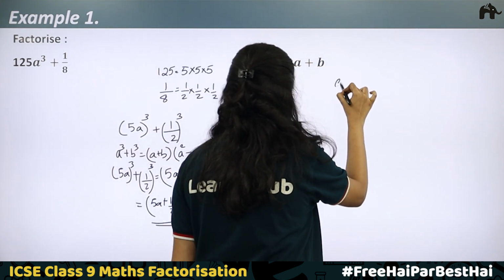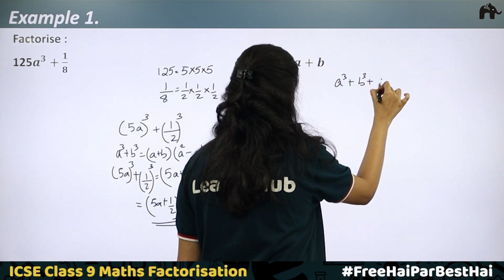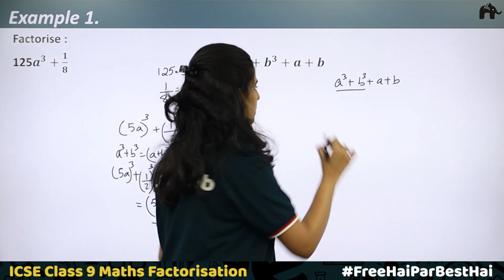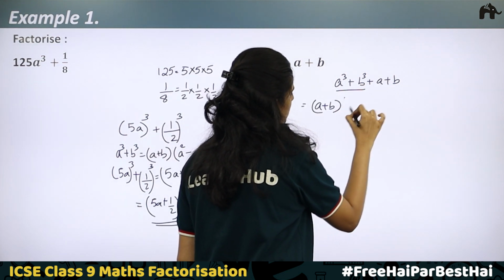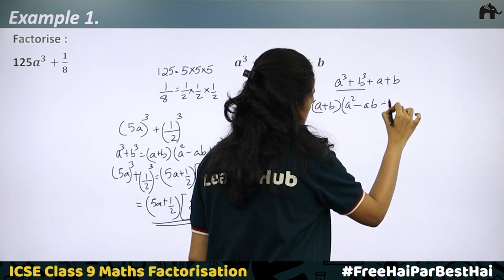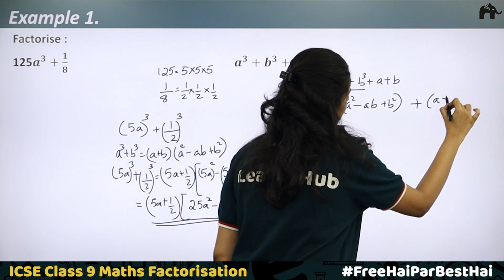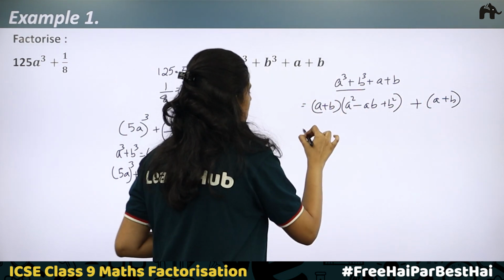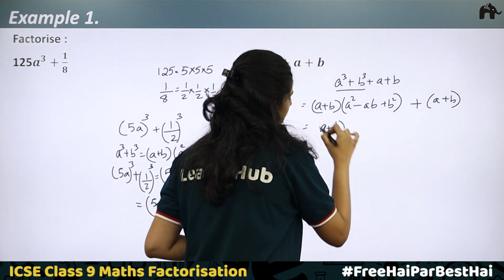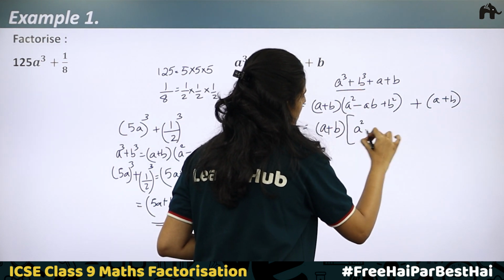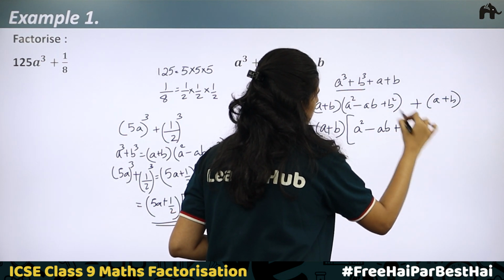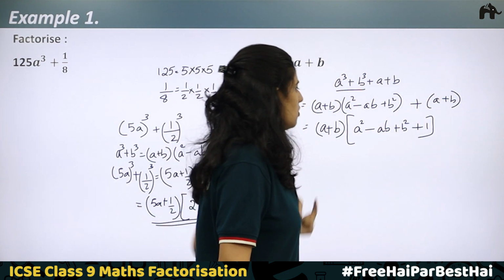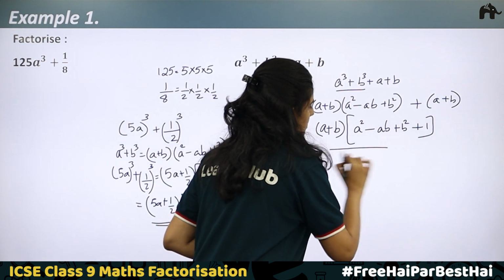Next one, a³ + b³ + a + b. Now what can be done? This a³ + b³ we know will be equal to (a + b)(a² − ab + b²), plus we have a + b here. Now when you take these two terms, you can see a + b is common. Taking the common factor outside, a + b is taken out, remaining a² − ab + b² + 1. When a + b is taken out, you will be getting 1. So these are the two factors.